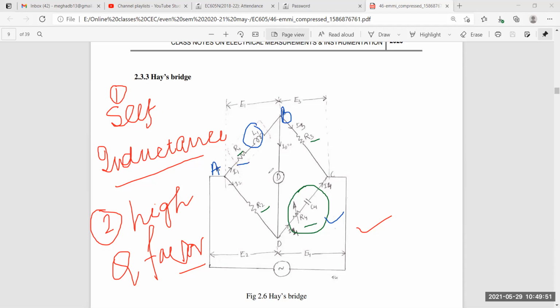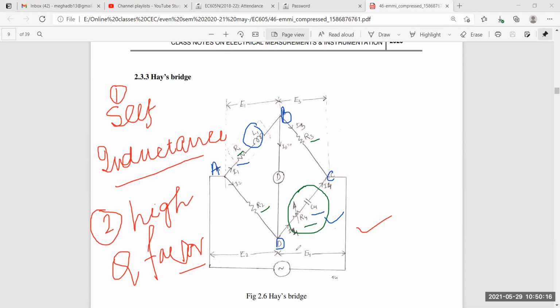Now this unknown inductor is compared with the standard capacitor C4 here, that is connected in series with R4 in this arm CD. This is my CD arm. So the resistance R4 is connected in series with the capacitor C4, as you can see from here.